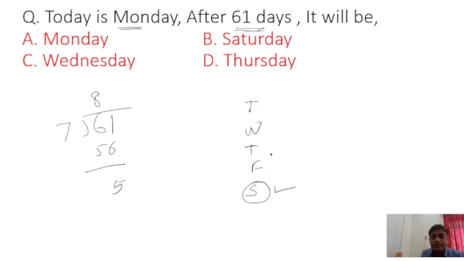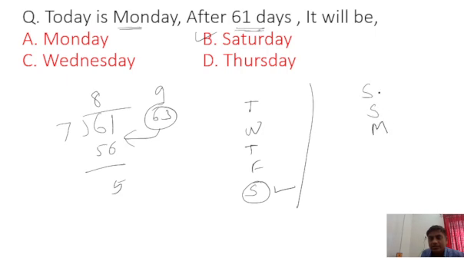Saturday. So Saturday is the 61st day. Or you can do it like this: after 61, the next multiple of 7 is 63. So 7 nines are 63. So we are going back 2 days, going back before Monday. 2 days going back means Monday, before that is Sunday, and before that is Saturday. So in both ways you can calculate the answer. So Saturday is the answer for this question.